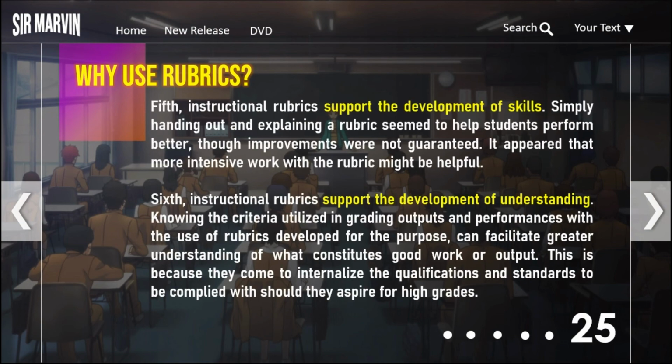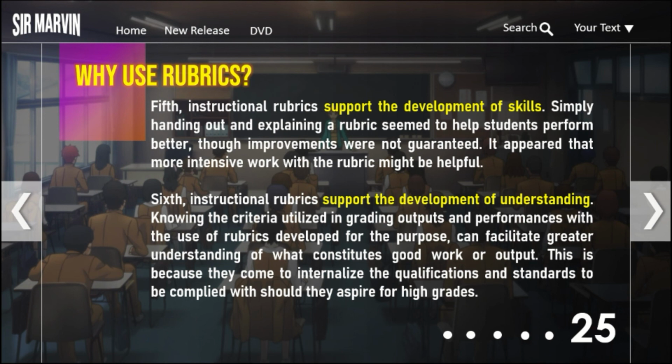Fifth, instructional rubrics support the development of skills. Simply handing out and explaining a rubric seemed to help students perform better, though improvements were not guaranteed. It appeared that more intensive work with the rubric might be helpful. Okay, so ang kagandahan din sa paggamit ng rubrics, it support the development of skills. Yun nga, since merong feedbacking na nangyayari, madadetermine nila yung strengths and weaknesses nila, especially yung weakness nila, kapag na-determine nila, pwede silang mag-exert pa ng effort, okay, para ma-develop yung skills nila.